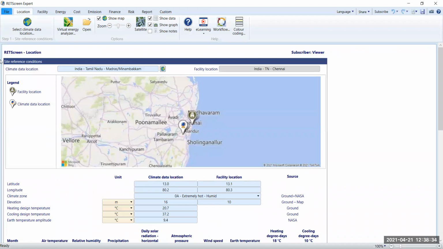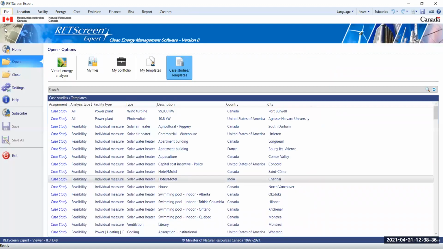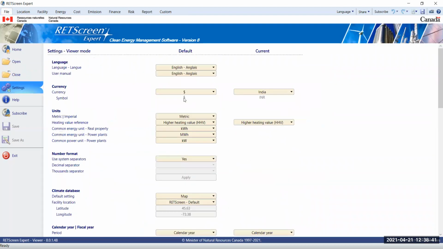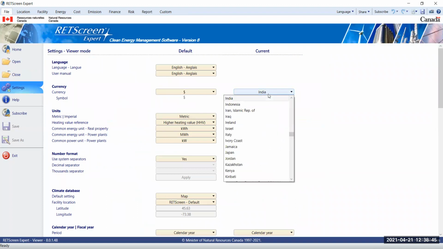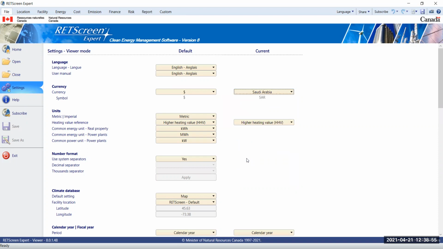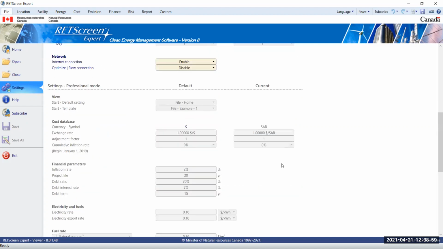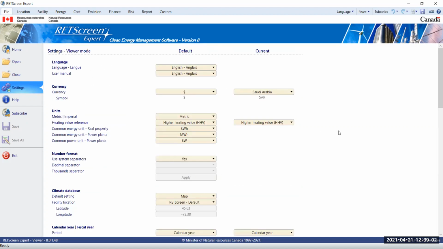The first thing I'm going to do is go through the file and the settings. In the settings, I need to change the currency, because the currency here is given in terms of Indian rupees. So I'm going to change it to Saudi Arabia. So things are going to be in Saudi riyals then. If you want to keep it in dollars, it's fine. It's all up to you, but this is just the way I think it would be better.